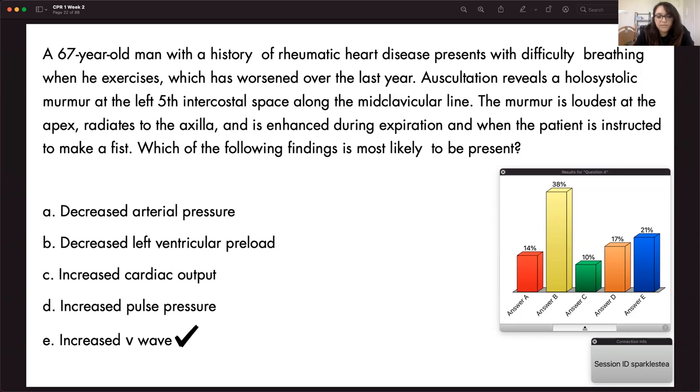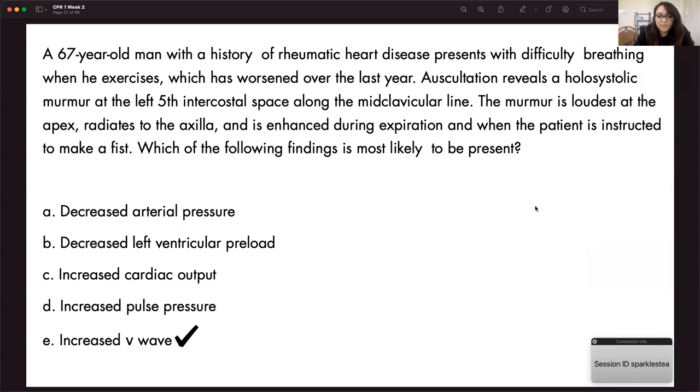Your mitral. Mitral, exactly. So with your mitral valve, it says the murmur is loudest at the apex, radiates to the axilla. That's also just more buzzwords for mitral. And then it's enhanced during expiration. This part is going to be important when we get to that next slide, because we kind of got thrown off on our exam, but we don't want that to happen to you guys. So can we go to that next slide?